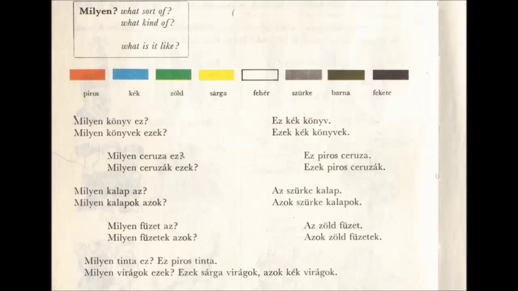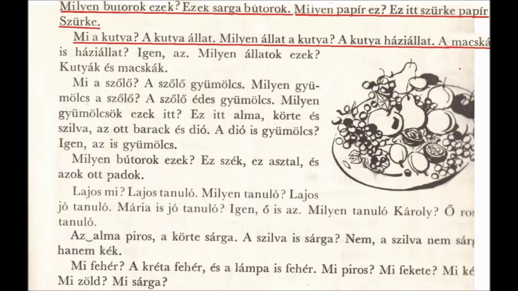So now we should be able to read the sentences here. Milyen bútorok ezek? What type of furniture is this? Ezek sárga bútorok. This is yellow furniture. Milyen papír ez? What sort of paper is this? Ez szürke papír. This is gray paper.